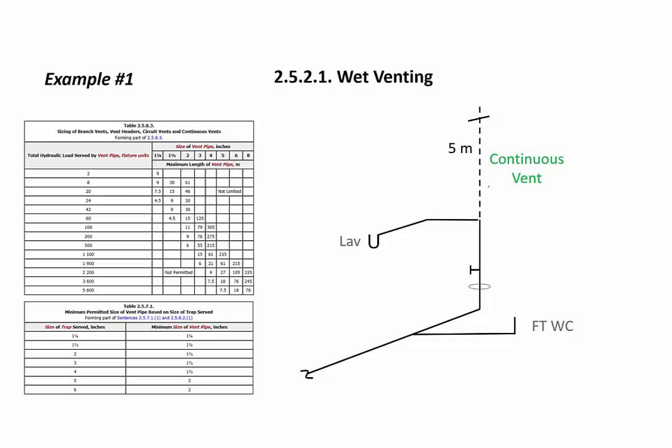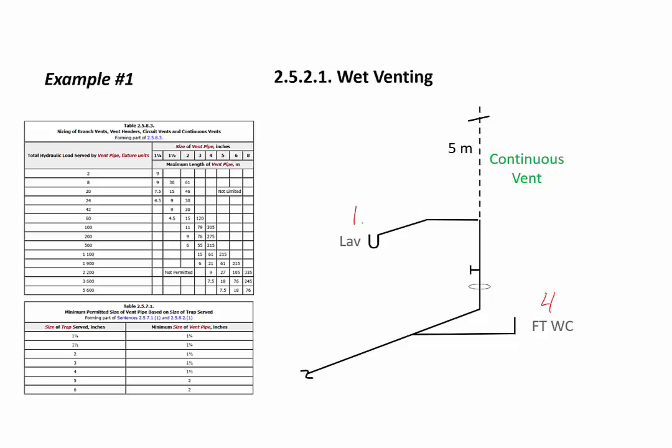You know, sometimes the temptation is to call this an individual and continuous vent, but of course it's serving more than just one fixture, but it's not a dual vent. Dual and continuous vents would have symmetrical connections and the vent would serve only those two fixtures. So continuous vent is the name that fits.